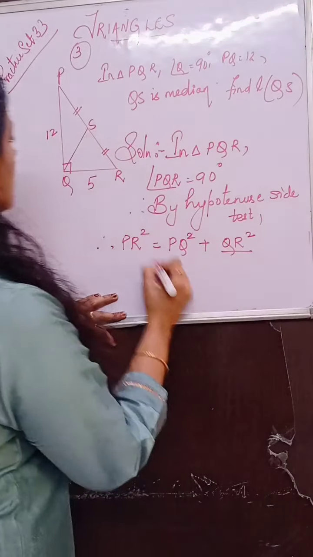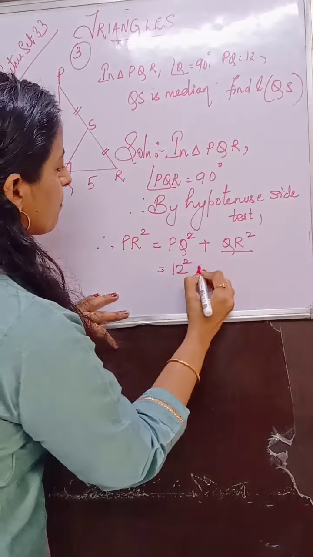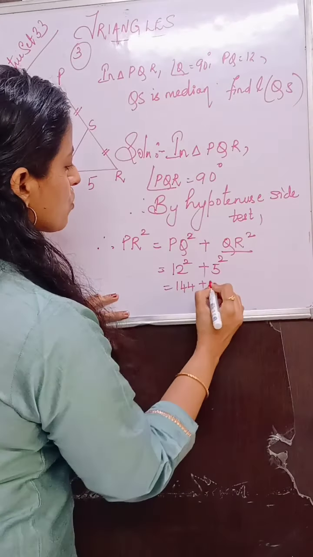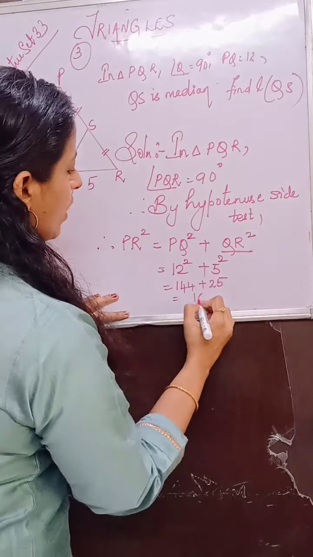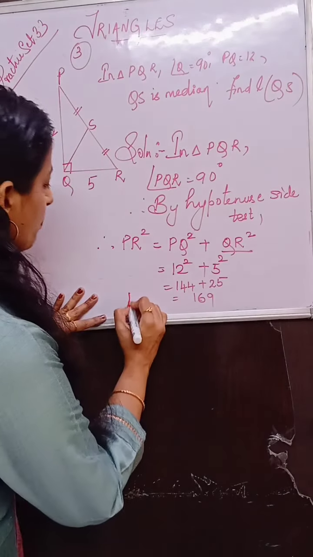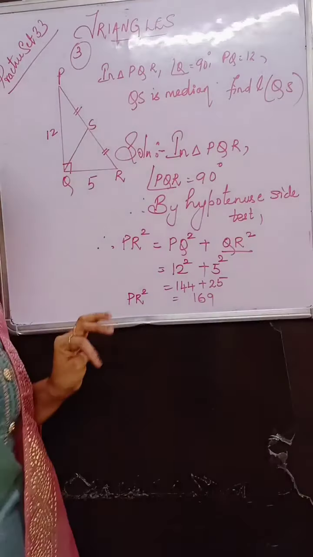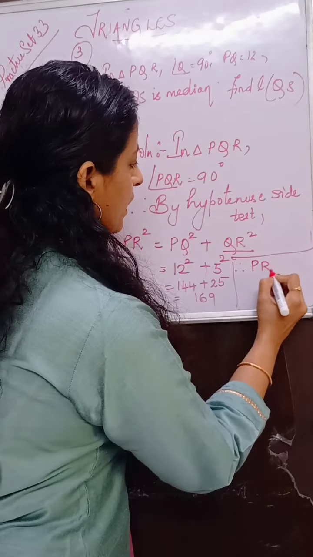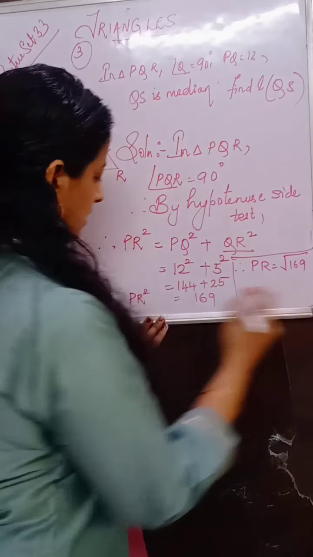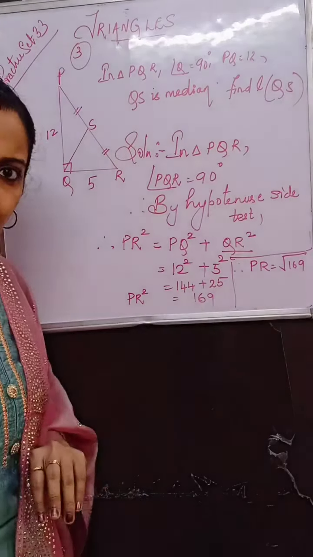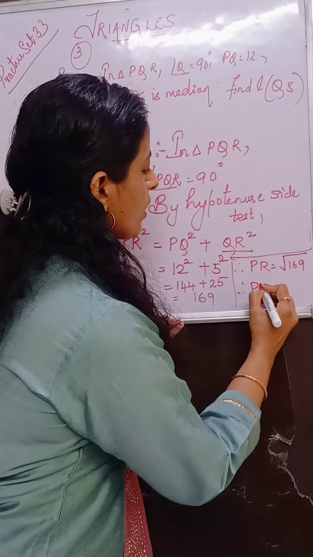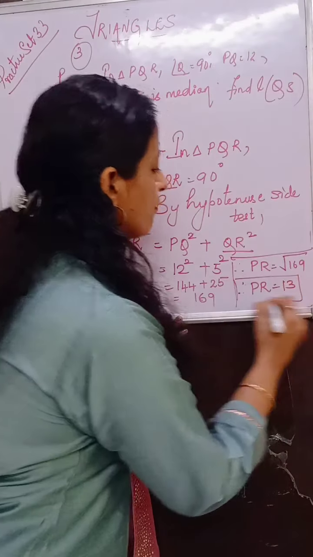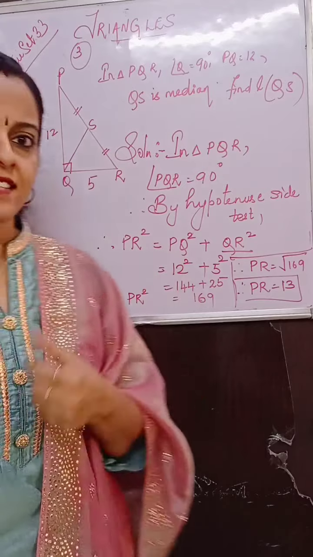Okay. So how much is PQ? PQ is 12 square plus QR is 5 square. 12 square 144 plus 25 will give you 169. So PR square is equal to 169. Therefore, PR will be root of 169. Square goes to the other side. Square root of 169. What is the square root of 169? 169 square root is 13. So we have the hypotenuse PR as 13.